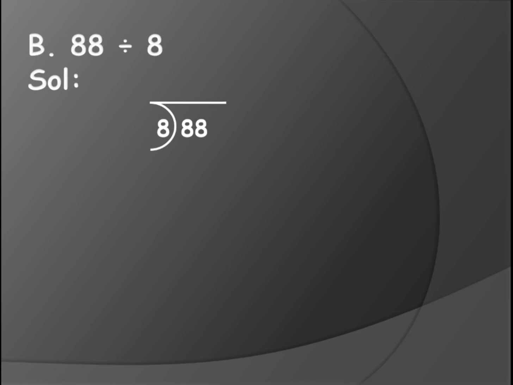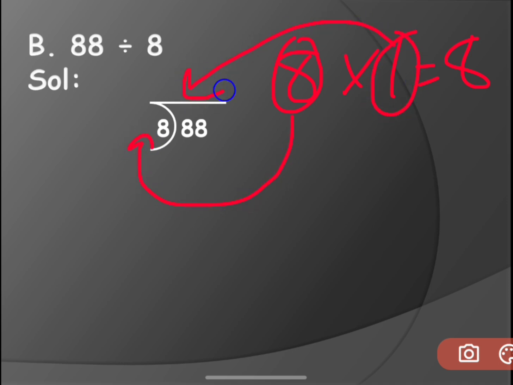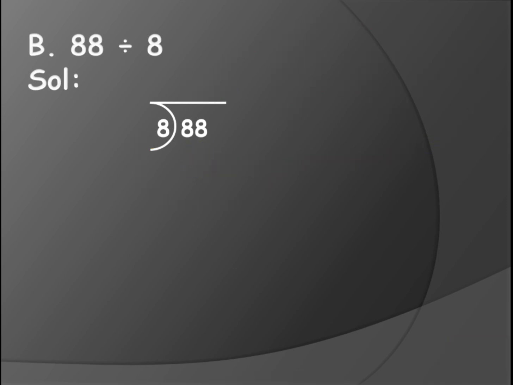So 8 in the 8 table you will get it, isn't it? 8 ones are 8. So 8 into 1 is equal to 8. This one you need to write in the quotient place, and 8 you need to write below the dividend. Okay, so it's the same method. So 8 ones are 8. Now we need to do the subtraction. So 8 minus 8 will be equal to 0, isn't it? 0. Now we have finished with the tens place.